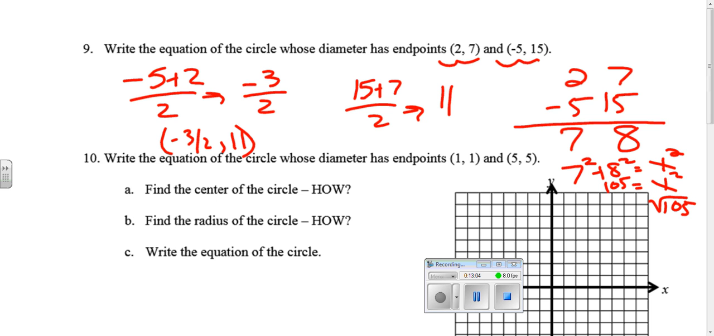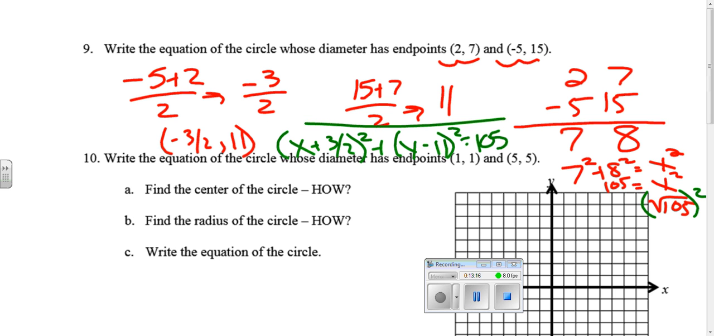Now when I put it into my equation, I have my center: (x plus 3/2) squared plus (y minus 11) squared equals the square root of 105 squared, which is just 105. Once again, if you could not handle that without graph paper, you need to ask for it in class and on the test.